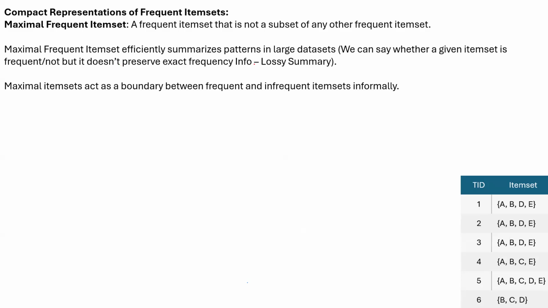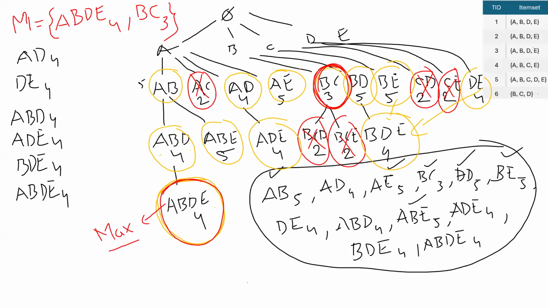We cannot say the exact support of that item set, but we can say whether that is frequent or not. That's all. That is why maximal frequent sets is called lossy information. Okay. Now let's look at that statement and understand this. What it is saying is that, given an item set, we can say whether that is frequent or not. How can we say that?